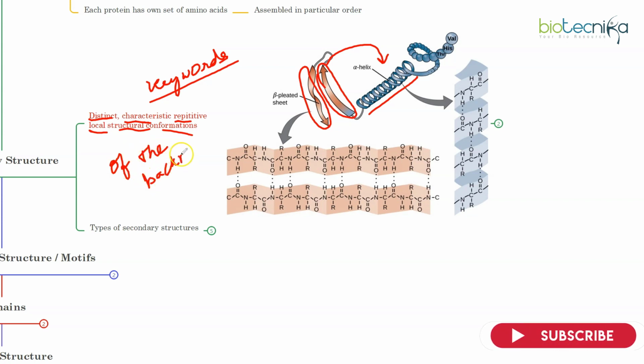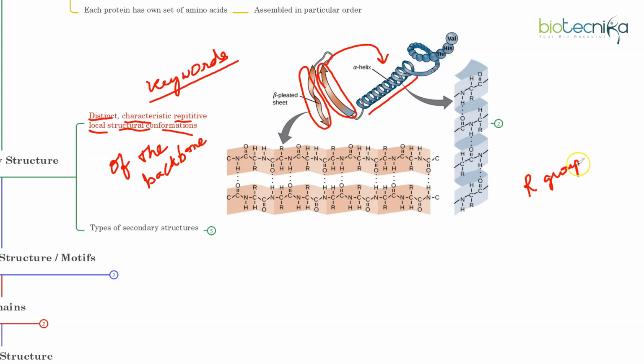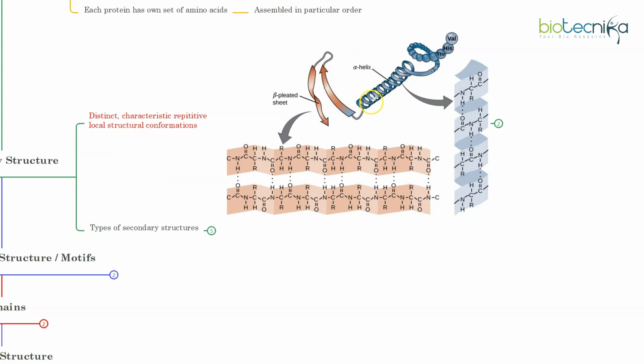One point to remember for secondary structure is that R groups have nothing to do with the folding of secondary structure. R groups simply remain unassociated. They will just come out of the secondary structures. For example, in alpha helix, the R groups protrude, they are projected outward. Similarly, in beta sheet also, the R groups are above and below the plane.